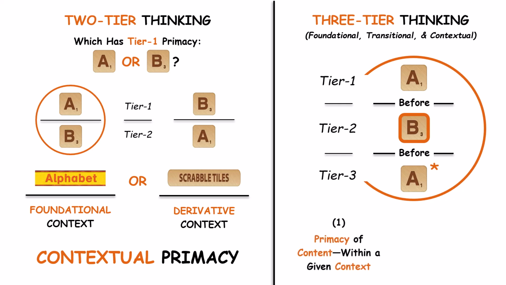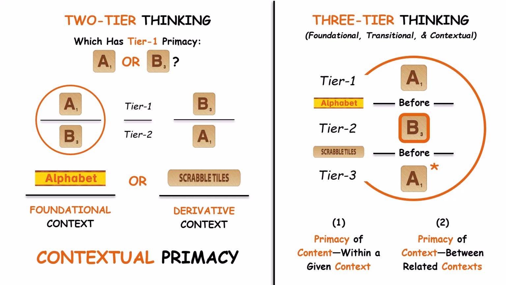Here we see the primacy of content within a context, A over B in the alphabet, and B over A in Scrabble, and the primacy of context with the alphabet given foundational primacy, tiers 1 and 2, and Scrabble assigned derivative context, tiers 2 and 3. This demonstrates why three-tier thinking is a more advanced and effective way of analyzing complex issues. I hope this exercise has been helpful and that you're ready to use these tools to tackle some of the most controversial and misunderstood primacy issues in philosophy.